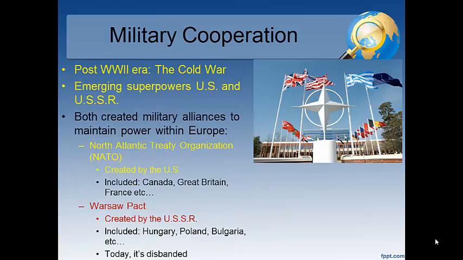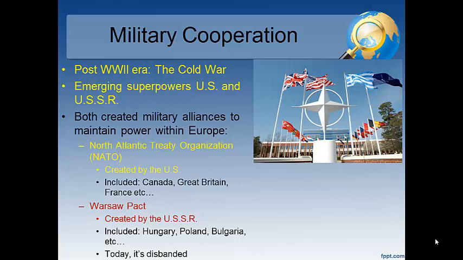All right, let's move on to military cooperation. Well, where did this stem from? Well, once again, post-World War II, the Cold War era. So what happened was there were 2 emerging superpowers, the United States and the USSR, and they both created military alliances just to maintain power within Europe, right? Who was going to win out? Was it a capitalistic approach or was it a communist approach? So they both created military alliances.